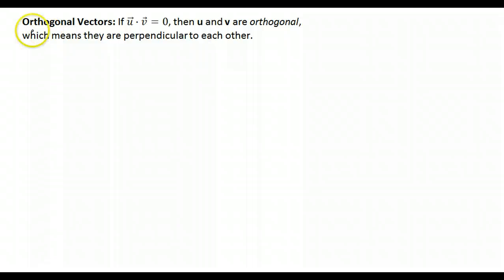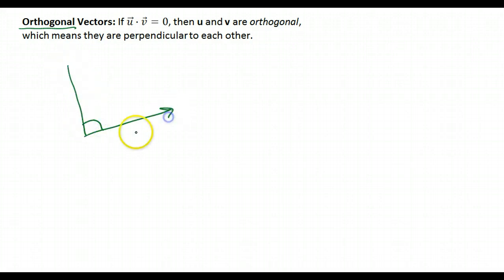Okay, so here's a weird word, orthogonal. What that means is if I do the dot product of two vectors and the answer is 0, that means u and v are orthogonal, which means they are perpendicular to each other. Okay, so if vector u dot v ends up being 0, that means there's a 90-degree angle between them.